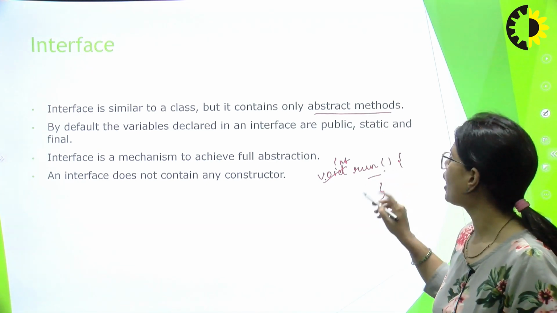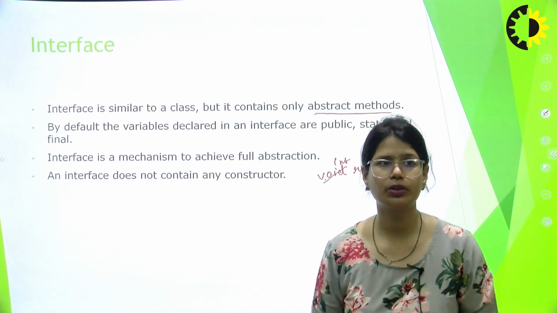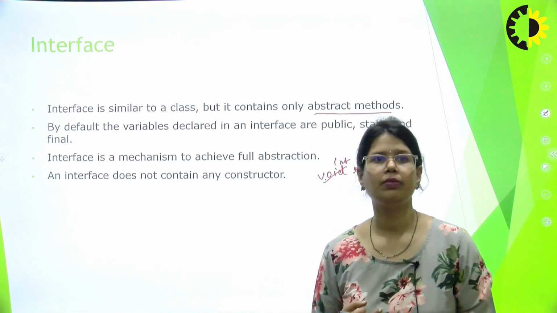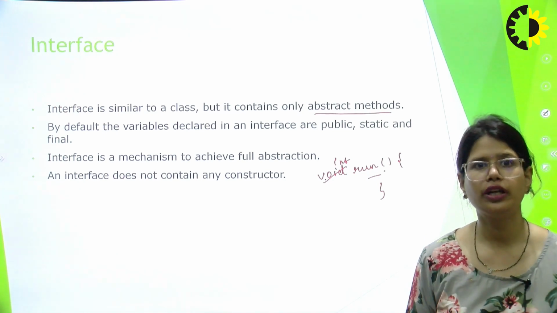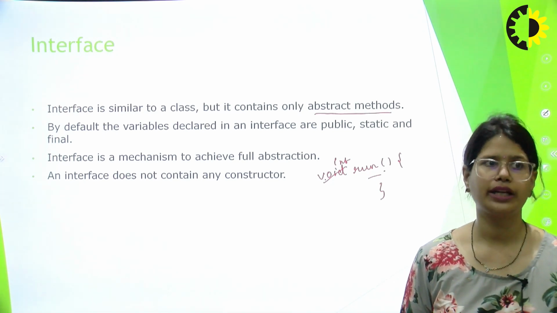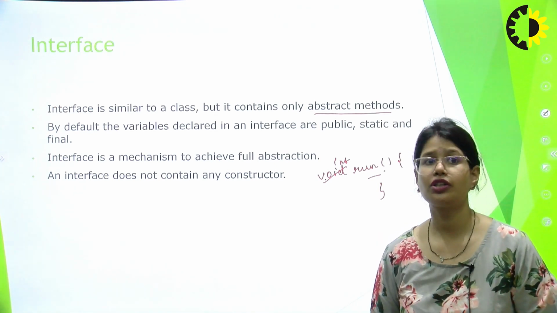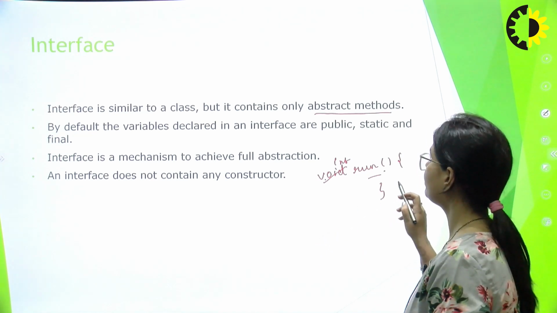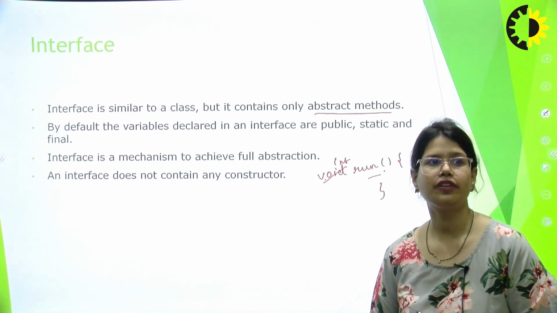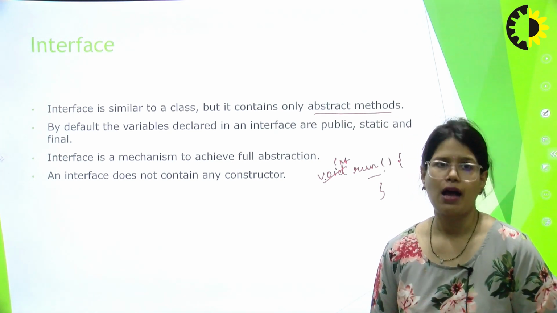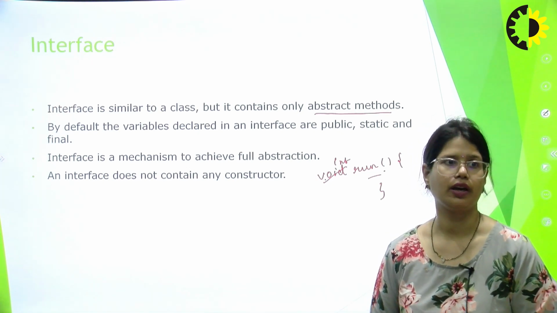So this is your abstract method, and by default whatever variables I put into the interface will be public, static and final. Even if you are not mentioning it, by default it is considered public, static and final. And interface achieves full abstraction. How? An abstract class can have both kinds of methods, abstract and non-abstract, whereas an interface takes only abstract methods. You cannot define any of the methods over there. Fine.